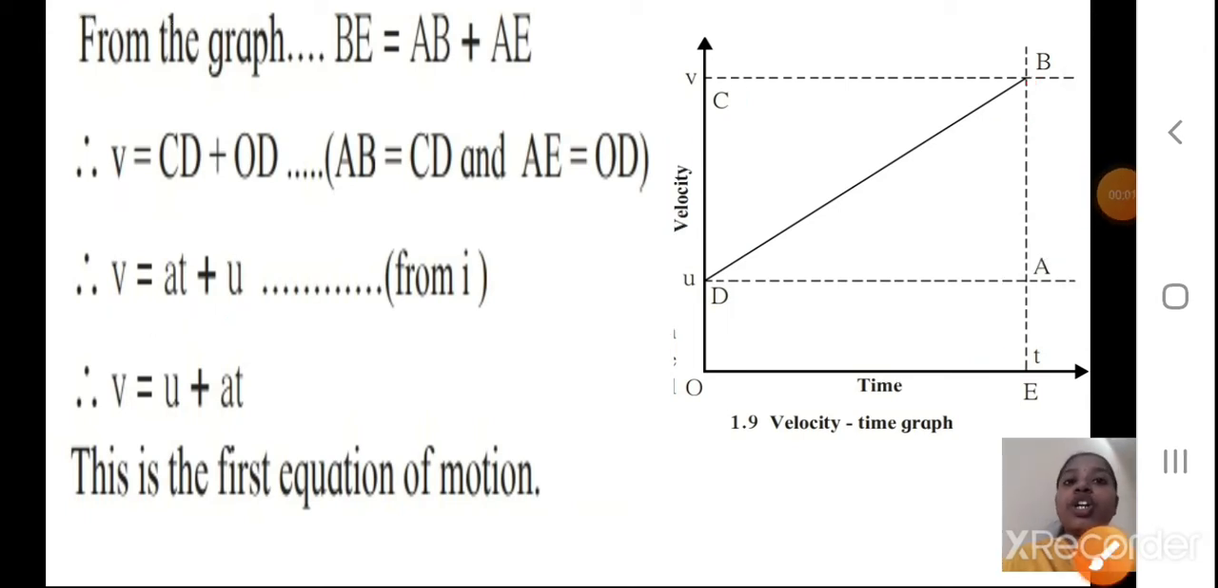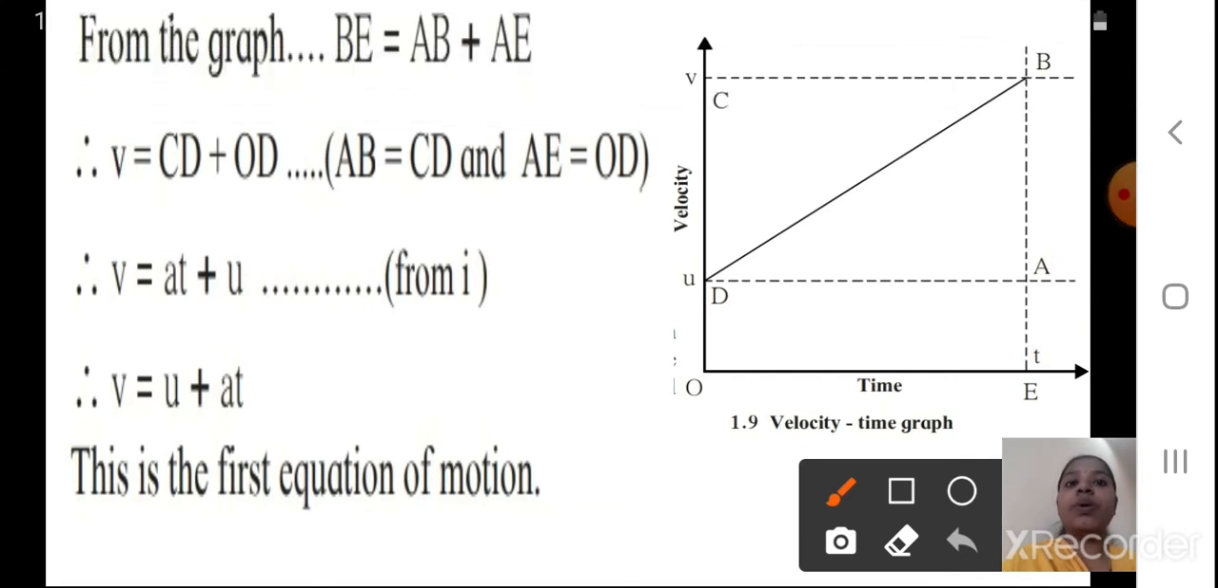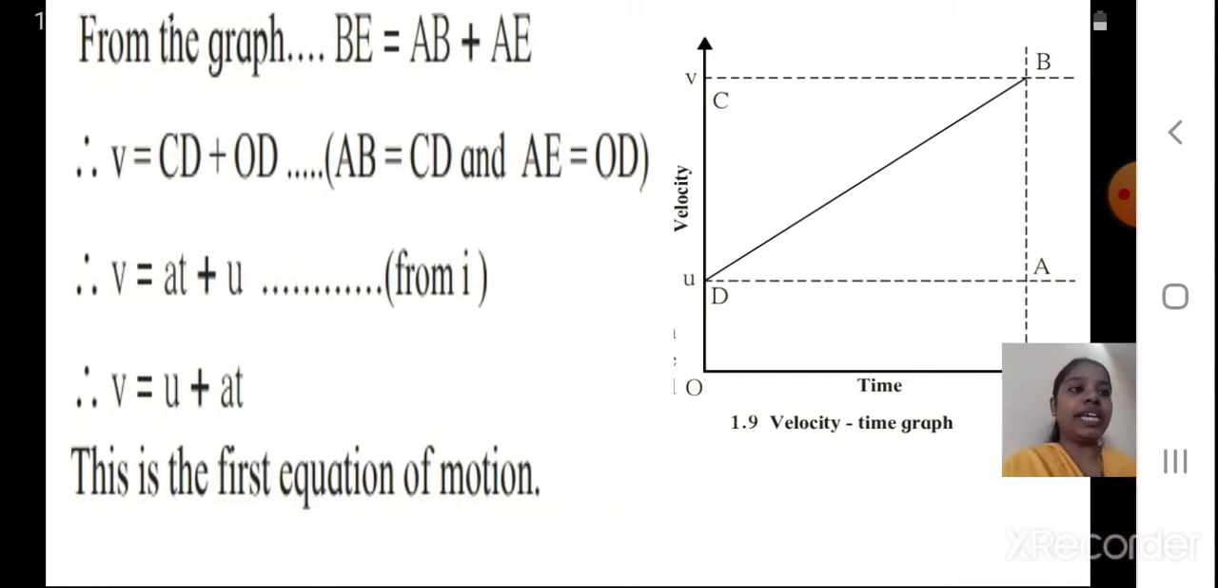So students, what are you getting? You are getting the equation v is equal to u plus at. This at plus u, I can write as u plus at also. So this is our first equation of motion. Okay students, I hope you understood how we have derived this first equation. Now we will move to the next part.